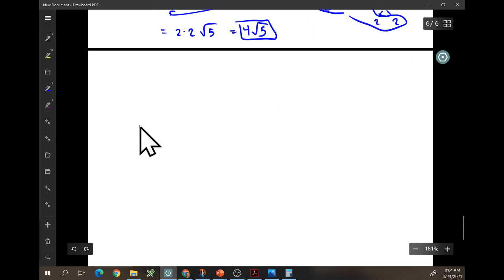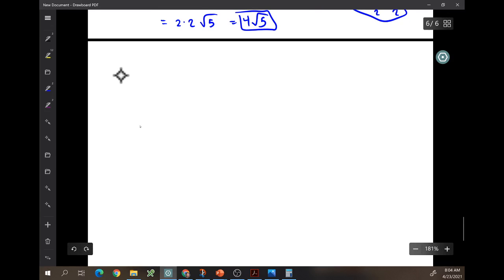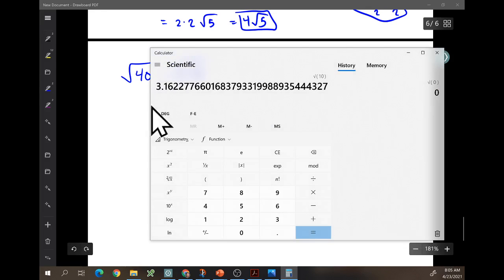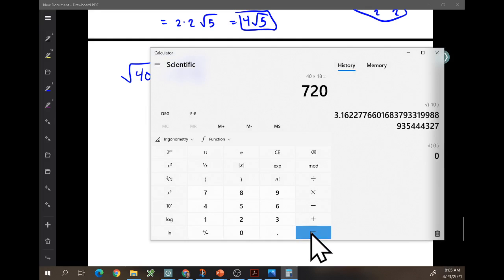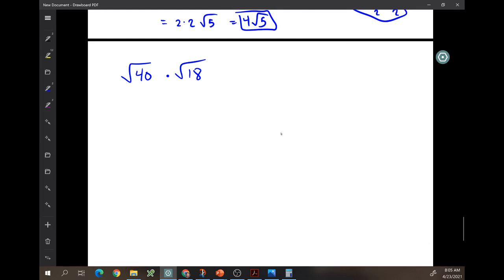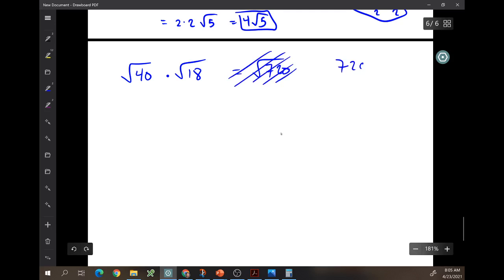So let's do a little bit of a trickier example, which would be the square root of 40 times the square root of 18. Now, they're both square roots. So, one thing I could do is multiply 40 times 18 because they are like terms. I could write this as the square root of 720. This would work. But I actually don't want to do that, even though it works, because a factoring tree for 720 is way bigger than just doing a factoring tree for 40 and for 18. So that's what I'm going to do.